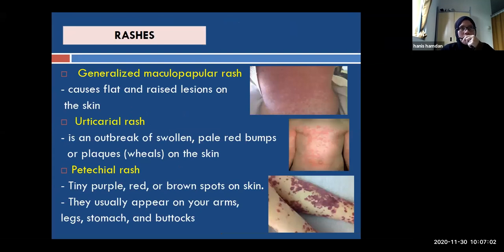As for rashes, infectious mononucleosis patients usually come with sore throat clinical features. Therefore, the clinician may suspect that the patient has a streptococcus infection and administer antibiotic treatment. But it turns out that the patient actually has infectious mononucleosis instead. Therefore, a drug allergy will happen, causing the development of rashes. The types of rashes that can develop in infectious mononucleosis patients are generalized maculopapular rash, urticaria rash, and petechial rash.